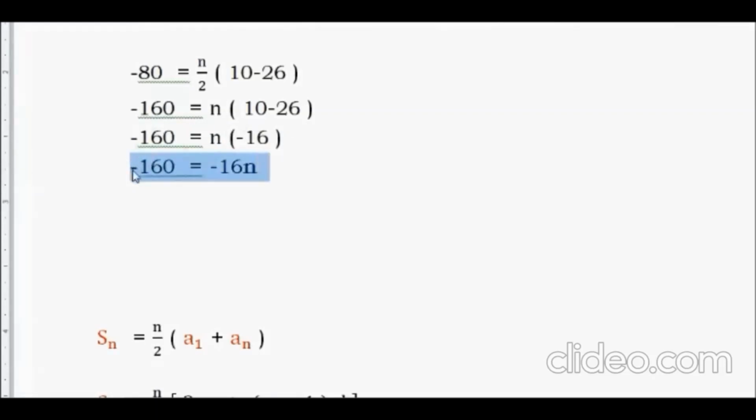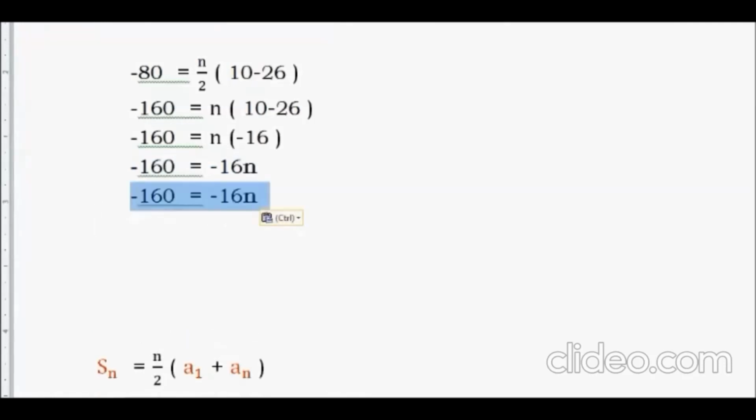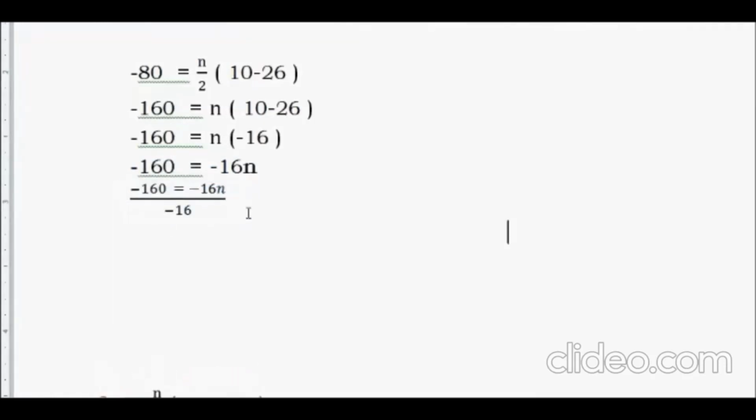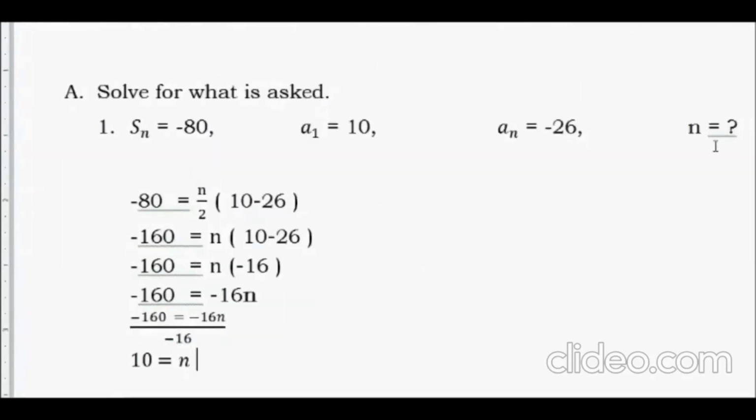16n. Okay? Then, to solve for n, divide the whole equation by negative 16. So, after dividing, negative 160 divided by negative 16 is equal to 10 equals negative 16 divided by negative 16 is 1. So, mabilin n na lang. So, meaning n is equal to 10. So, going back to the problem, since we are asked to solve for n, so since n is equal to 10, that means that this is equal to A sub 10, meaning negative 26 is the 10th term, while S sub n, which is equal to negative 80, is the sum of the first 10 terms of the given sequence.